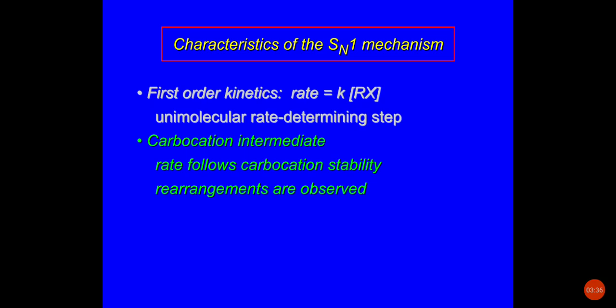So here a carbocation intermediate is formed and the rate follows carbocation stability. The rate depends upon the stability of the carbocation, and rearrangements also take place in the SN1 mechanism. The rate depends upon the concentration of alkyl halide. Also the rate depends upon the carbocation intermediate. Rearrangements are observed in the SN1 mechanism, not SN2. Okay.